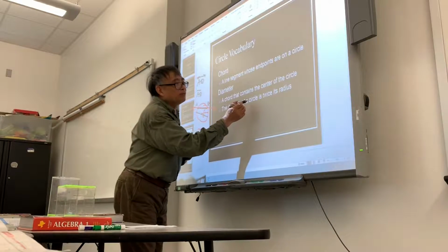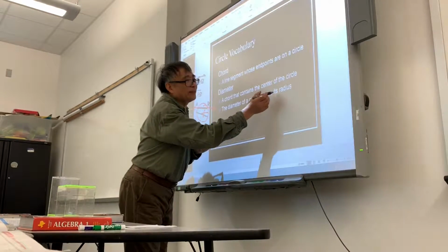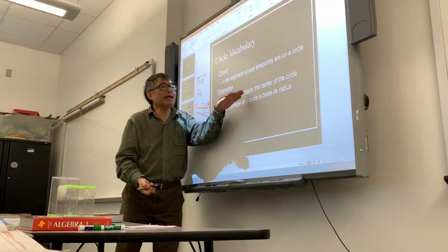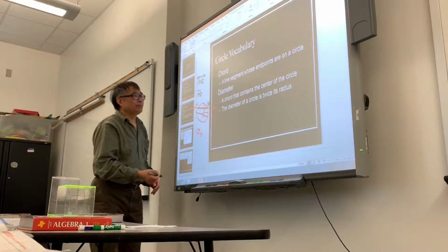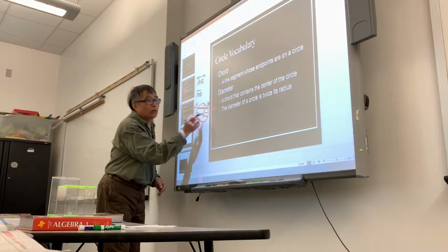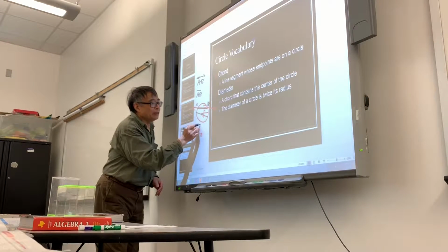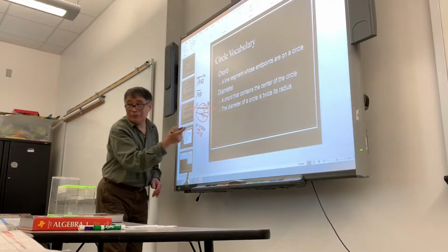The diameter of a circle is twice its radius. This is common sense. Okay, please. A chord that contains the center, going to the center, the chord is longest, is the diameter. Diameter equals 2r. This is common sense we learned.